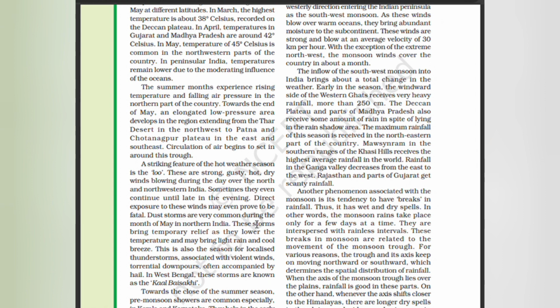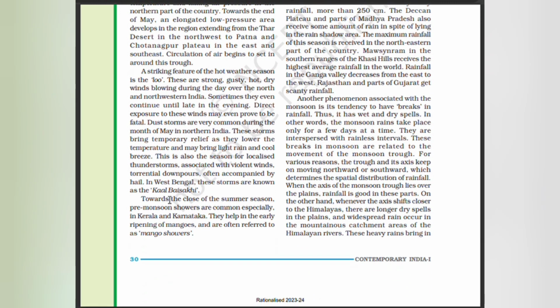Dust storms are very common during the month of May in northern India. These storms bring temporary relief as they lower the temperature and bring light rain and cool breeze. It is also the season for localized thunderstorms associated with violent winds and torrential downpours, often accompanied by hail. In West Bengal, these storms are known as the Kal Baisakhi.